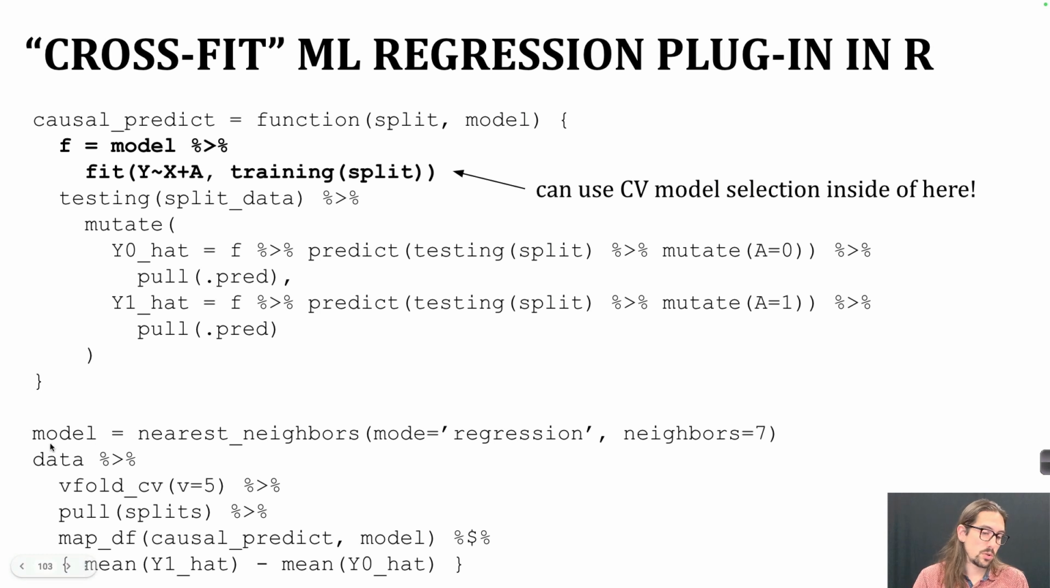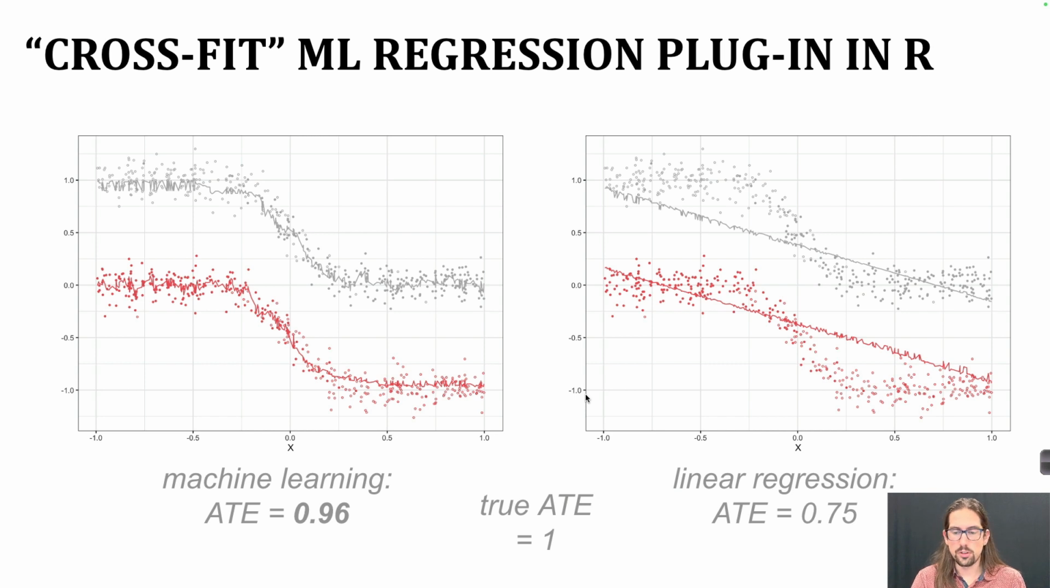Here I'm doing a simple case where I pre-specify I'm going to use this nearest neighbors regression method. So here's what that looks like. Here I've generated a data set where the empty dots, this is like the y0 that I'm not observing, and the filled dots are the y0 that I am observing. So I have like both potential outcomes here. And I'm showing you the regression fit from this machine learning method. And these are out of sample predictions.